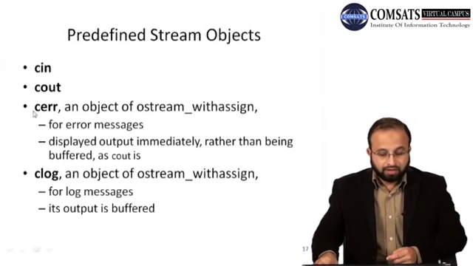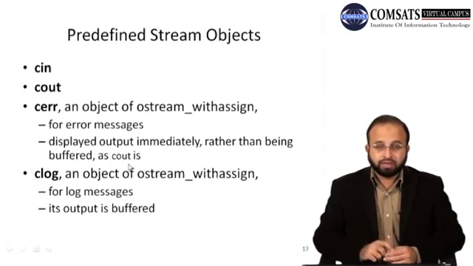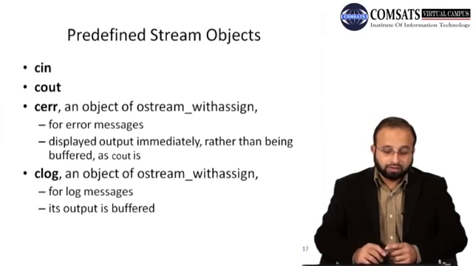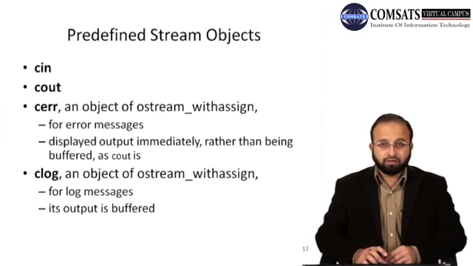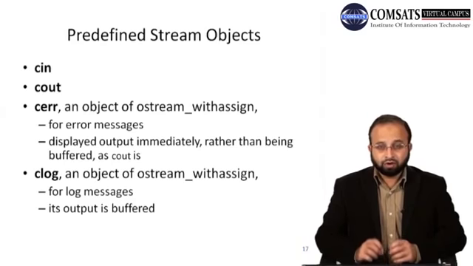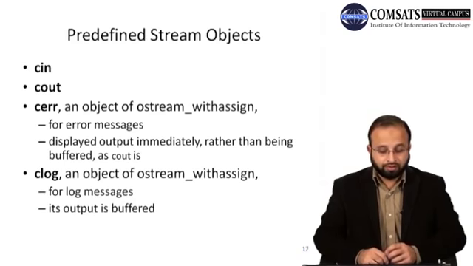So cerr is an object of the ostream_withassign class, and that is to display error messages. Now the difference between cout and cerr is that cerr displays output immediately rather than being buffered as cout is. So cout के through आप जो भी display करती हैं that will be put into the buffer and it will be displayed accordingly one by one. ठीक है. cerr को हम buffer में नहीं रखते. Whatever is inserted in the cerr object will not be buffered, rather it will be displayed directly, on a priority basis, onto the computer screen.